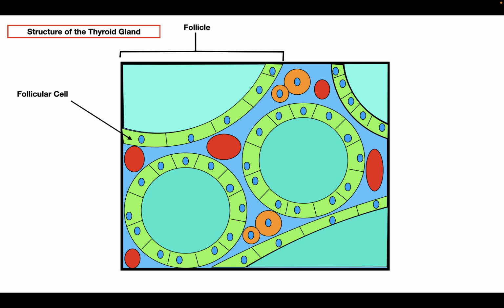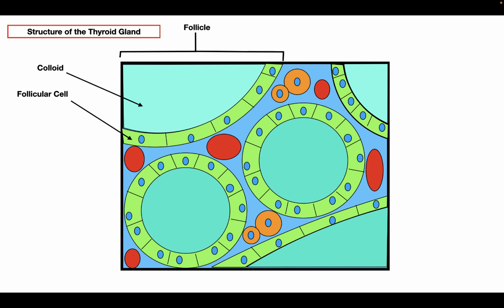Now these epithelial cells, the follicular cells, divide up two fluid compartments. The first compartment is going to be the colloid, which is the lumen inside the follicle. And then the second compartment is going to be the interstitial fluid, which is outside the follicle.